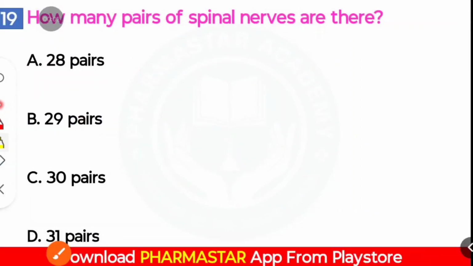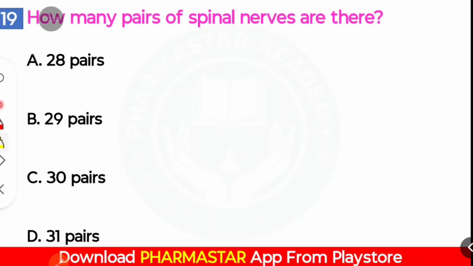Next question. How many pairs of spinal nerves are there? A. 28 pairs, B. 29 pairs, C. 30 pairs, D. 31 pairs. The correct answer is option D, 31 pairs. There are exactly 31 pairs of spinal nerves that emerge from the spinal cord to connect the central nervous system with the rest of the body.